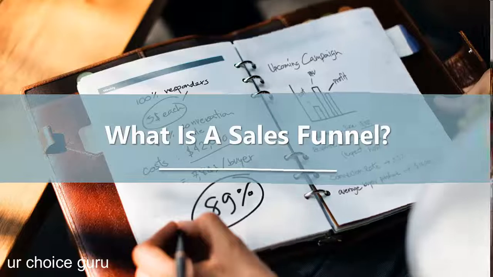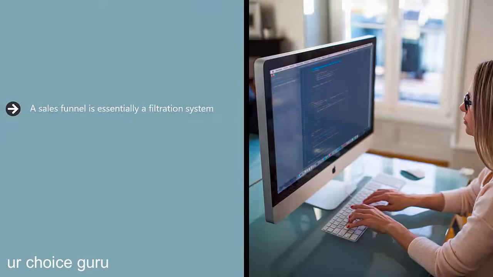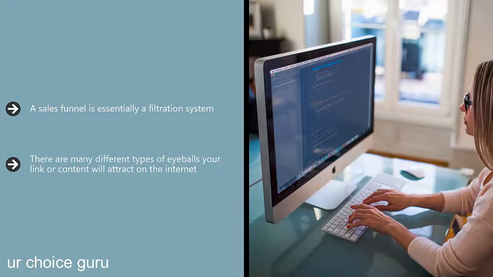What is a sales funnel? A sales funnel is essentially a filtration system. There are many different types of eyeballs your link or content will attract on the internet. Most of these are not interested in buying, at least not right now. Your sales funnel helps you process all these people to maximize the amount of dollars you can get out of them.